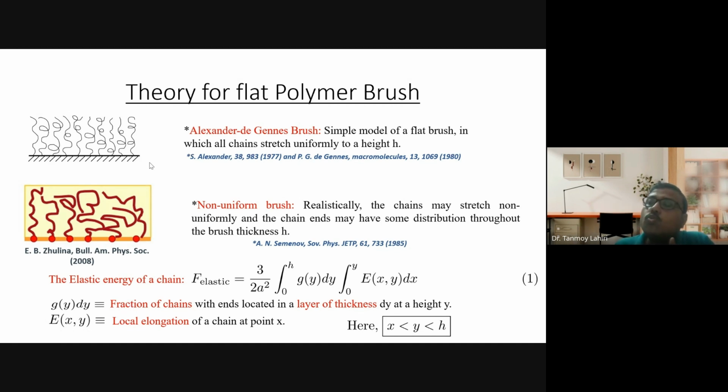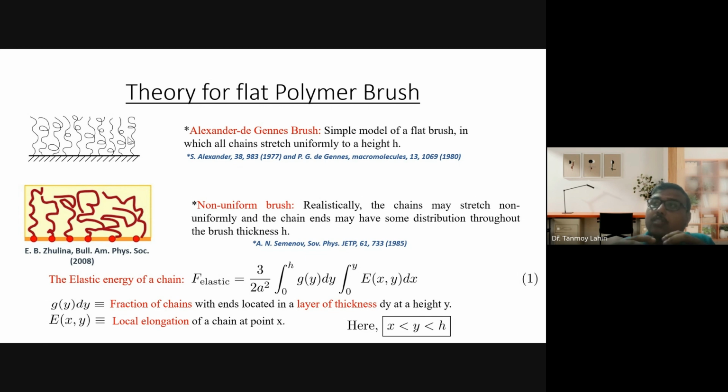There are basically two general theories which have been propounded for flat polymer brushes. One is called the Alexander-de Gennes brush, in which it is assumed that all the chains, when they stretch away from the substrate, stretch uniformly and attain a uniform height. Let's say the height is h, which is called the brush height. But this picture is overly generalized, because the polymer brushes may not stretch uniformly. Some chains may stay below the height h.